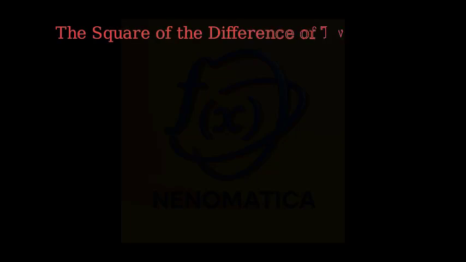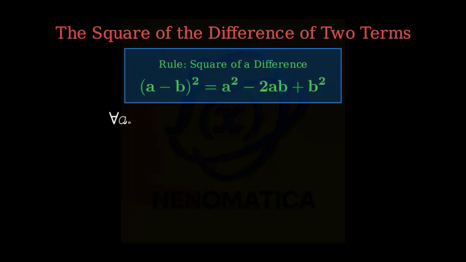Welcome to this video about the square of the difference of two terms, also known as the difference of squares formula. This is a fundamental algebraic identity that is used extensively in mathematics. Let's start with the general form of the identity. For any two real numbers, a and b, the square of their difference can be written as a squared minus 2ab plus b squared. Now, let's prove this identity step by step to understand why it's true.